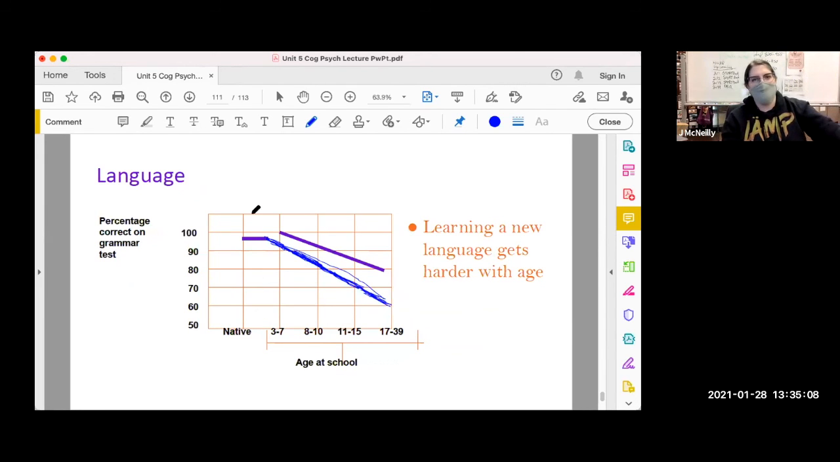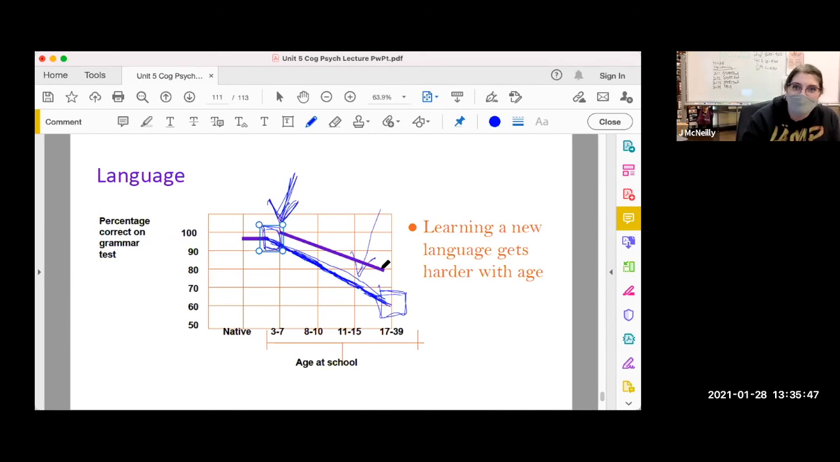With language, learning a new language gets harder with age. Here's a graph because I know how y'all love data. A native speaker can typically get around 95% correct on a grammar test. Then if someone's learned it by their toddler years, they're still in that same category. But as you get older, in a foreign language, it gets much more difficult to do. So why on earth are we giving y'all grammar tests in Spanish and German and all that? Because we love punishment. If we wanted you to learn a foreign language, then we would start introducing it to you here, not here in middle school and here in high school.